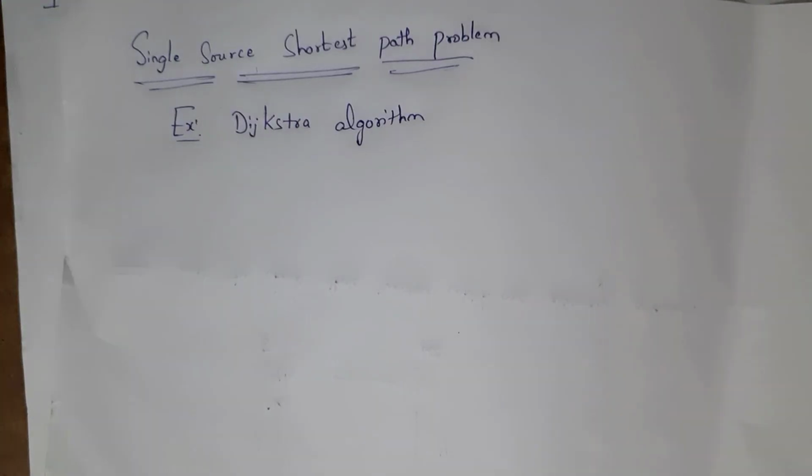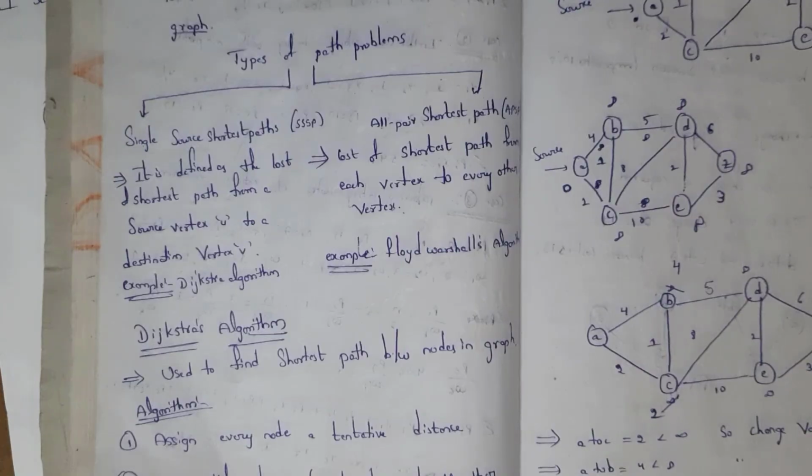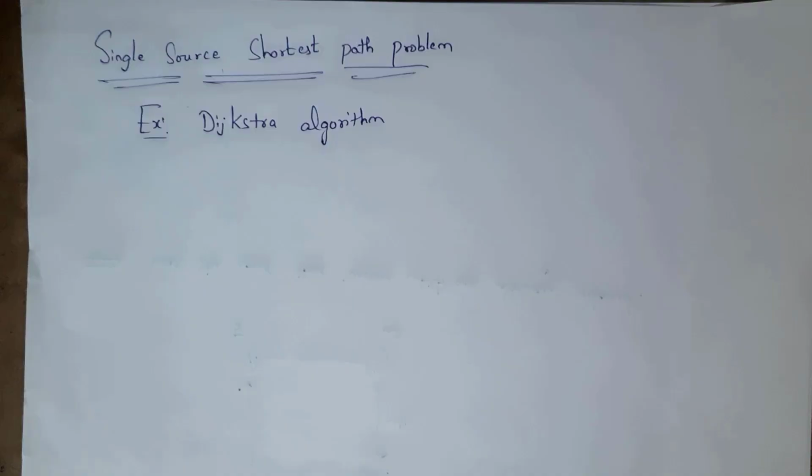And the next topic is Dijkstra's algorithm. This is one of the examples of the single source shortest path problem. Shortest path problems are classified into two types. One is the single source shortest path problem and the next one is the all pair shortest path problem. An example of the single source shortest path problem is Dijkstra's algorithm. And an example of the all pair shortest path problem is the Floyd-Warshall algorithm. In the single source shortest path problem, initially we need to select one single node as the source node. From that source node, we need to find the shortest distance for all other nodes.